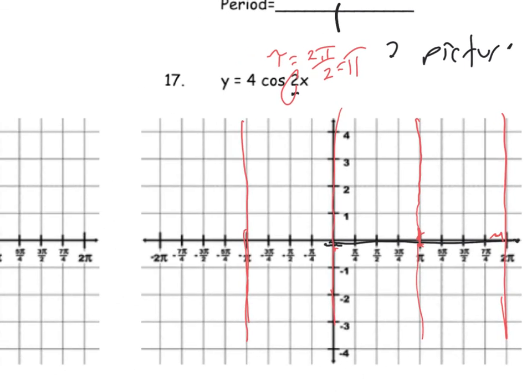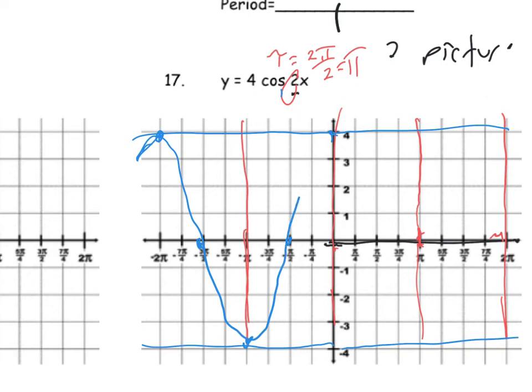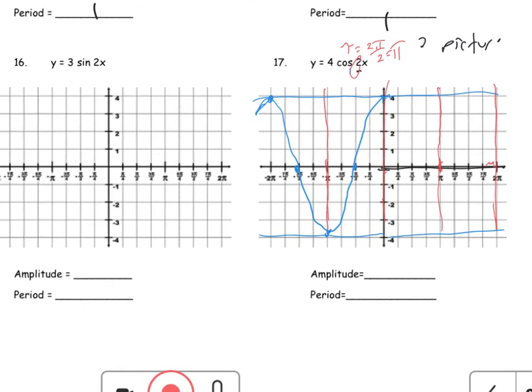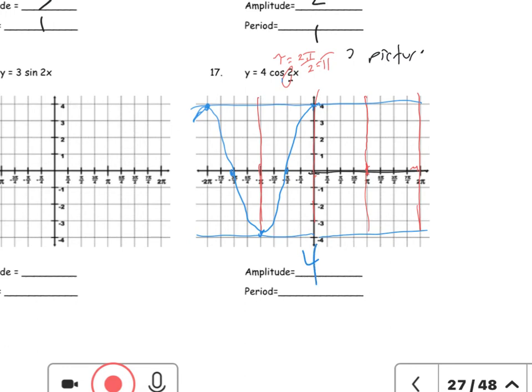It's a 4 cosine. So I go up to 4. That's the highest it's going to go. I go to negative 4. That's the lowest it can go. And it's a cosine graph, so it has to start high. Then it's going to come down to the middle here, then down here, then go here. I did half your picture for you. Now you finish the other half. Amplitude was a 4. The period was pi.